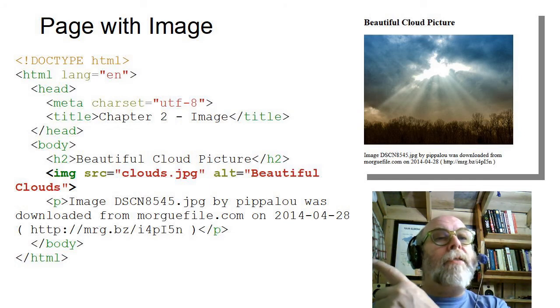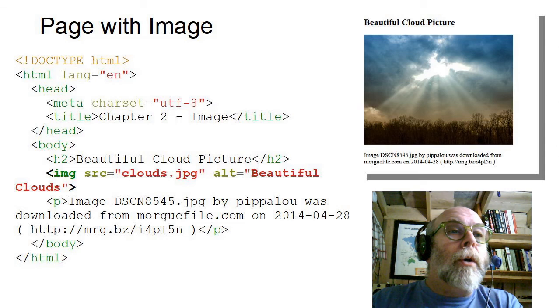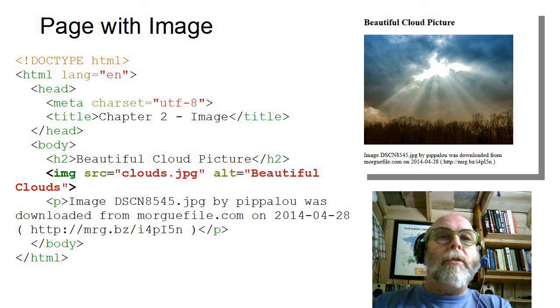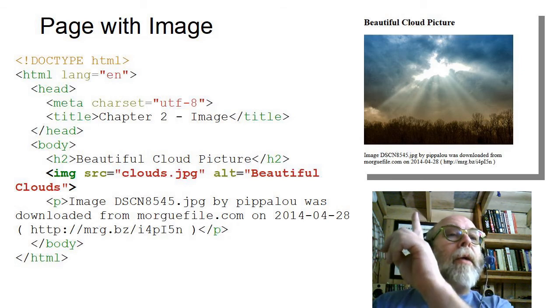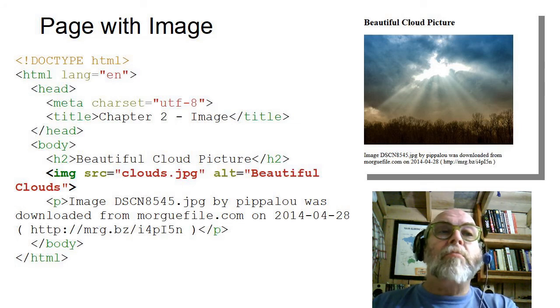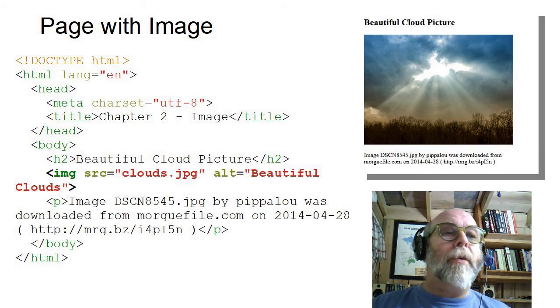Notice that the paragraph of text includes where this image was gotten from so that another human could go find it. I'm following standards of practice here to attribute where I get things and whose work I'm using. So you can see that, and you can see up above the representation of what this page might look like in your web browser. The picture and the text with the heading above it and the text below it.